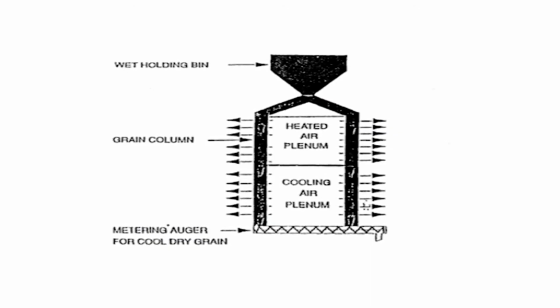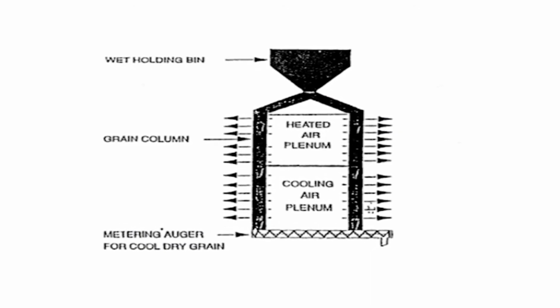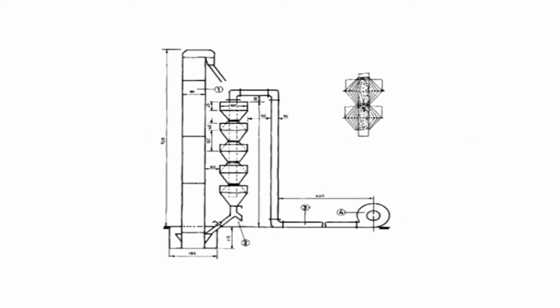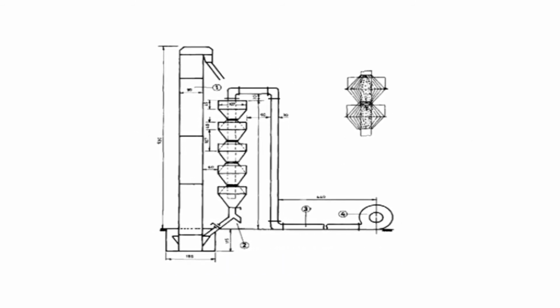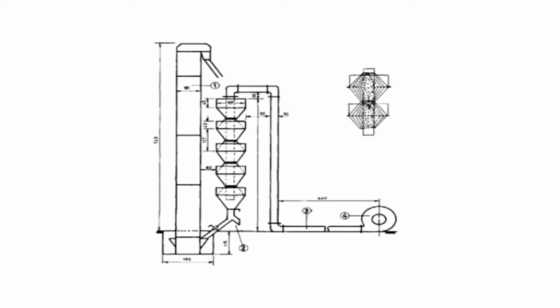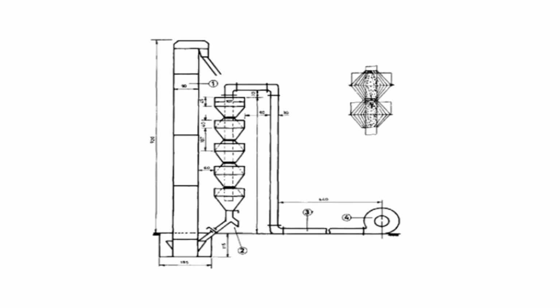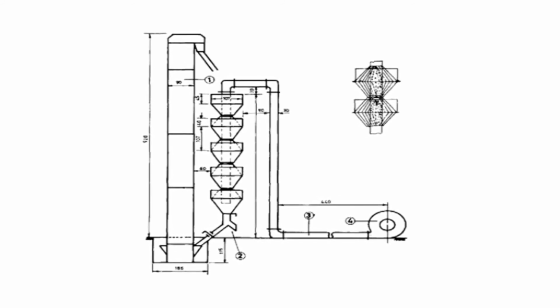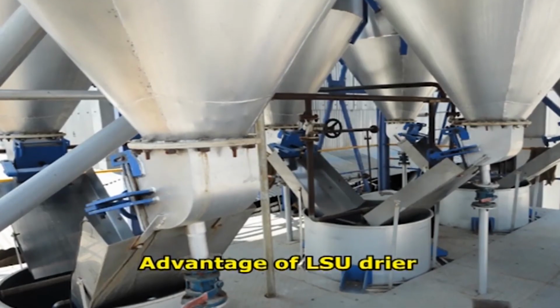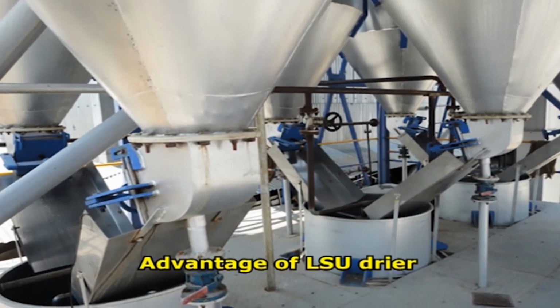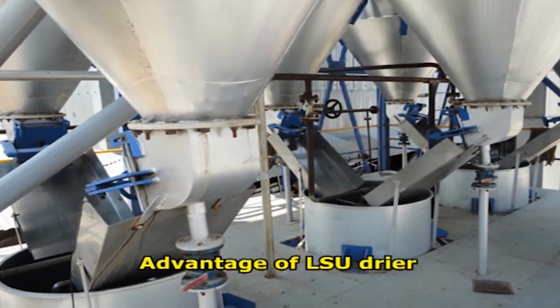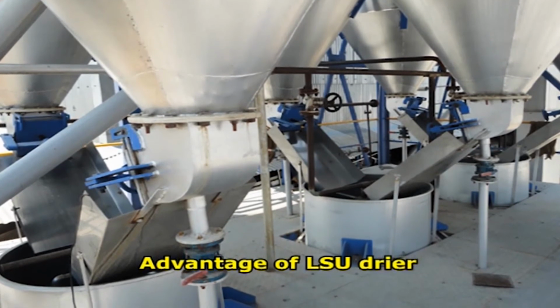There are two types of such dryers. One is called a column dryer that consists of a tall vertical column through which seeds fall by gravity. As they fall, heated air flows upwards and dries the seeds. The major advantage of the LSU dryer is that the drying period is short, it can be operated under any weather conditions, and drying is more uniform.